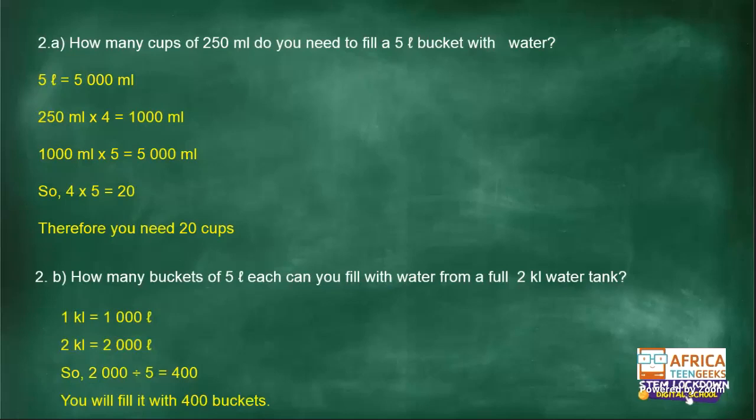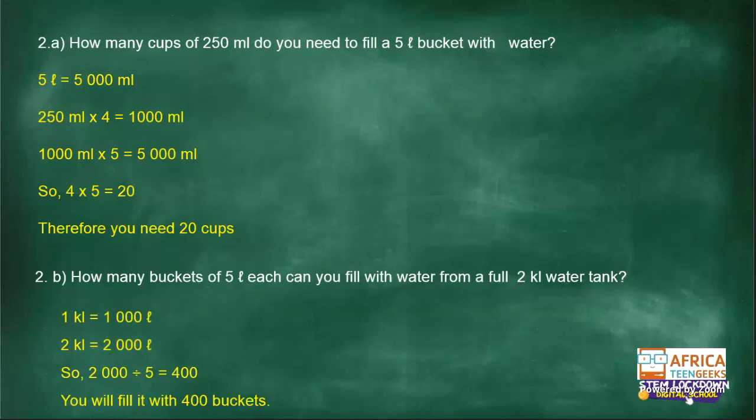400 buckets and not 4 buckets. Remember, 1 kiloliter equals 1,000 liters, right? So we say 1 kiloliter equals 1,000 liters, 2 kiloliters equals 2,000 liters, right? So we've converted the 2 kiloliter tank to 2,000 liters, and therefore we will divide. We are using liters, right? So we know that we're measuring with the bucket of 5 liters, right? So we'll have 2,000 liters divided by 5 liters, and that will give us 400, right? Therefore, we will have to fill it with 400 buckets, okay?